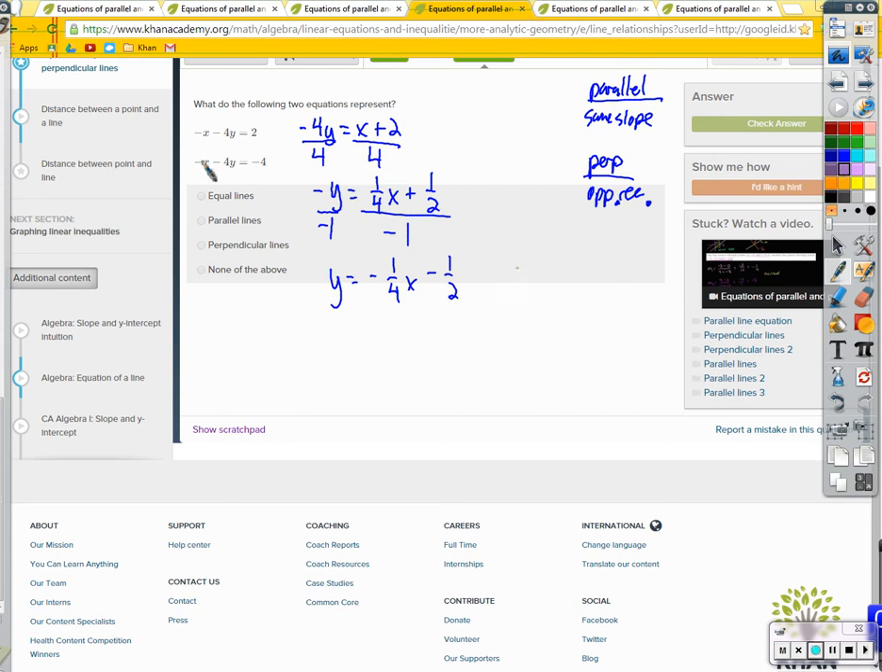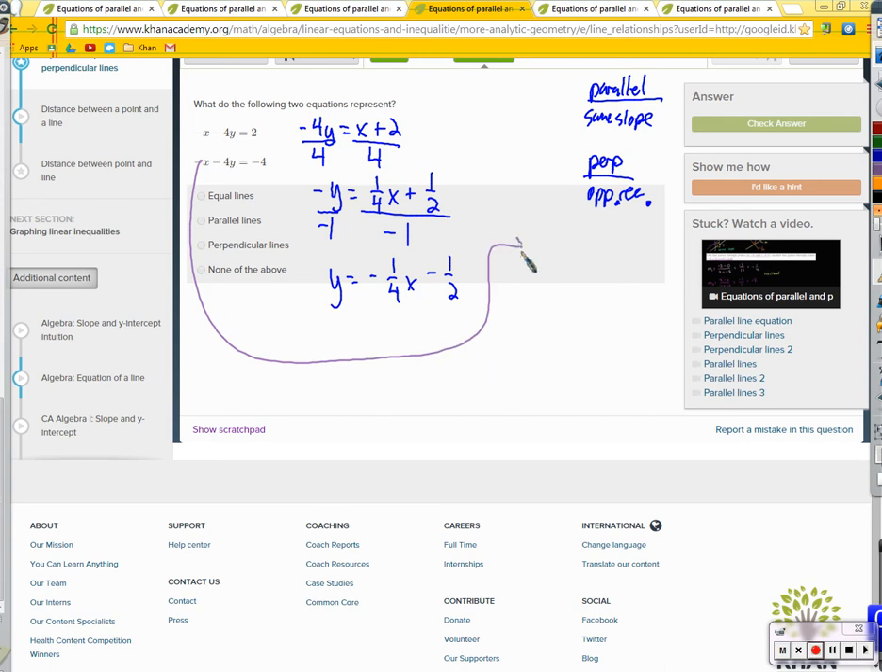So this one, we'll start with adding x to both sides. Negative 4y equals x minus 4. Divide both sides by negative 4. Y equals negative 1/4 x plus what? B is the 1. Okay, B is the 1.